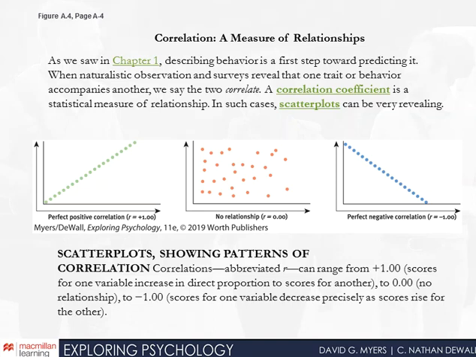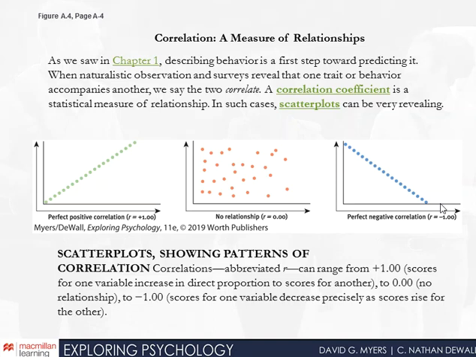In such cases, we use scatter plots that can be very, very revealing. So the perfect positive correlation is a correlation of 1. That's on the far left here. The middle, no relationship again, correlation coefficient of 0. And then here, a perfect negative correlation, negative 1.